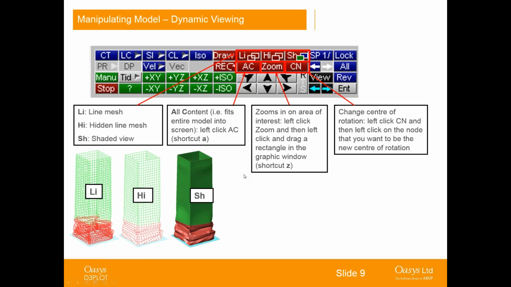When we come to plotting our model, we can either plot a line mesh, a hidden line mesh, or a shaded view. The shaded view can be with or without the mesh overlay. That's an example of how we can plot just the model itself without any results. We can zoom in and we can fit the contents to the screen. These are all standard things.